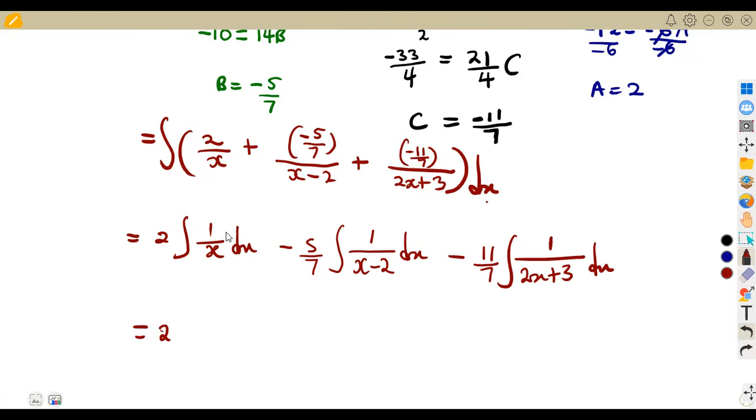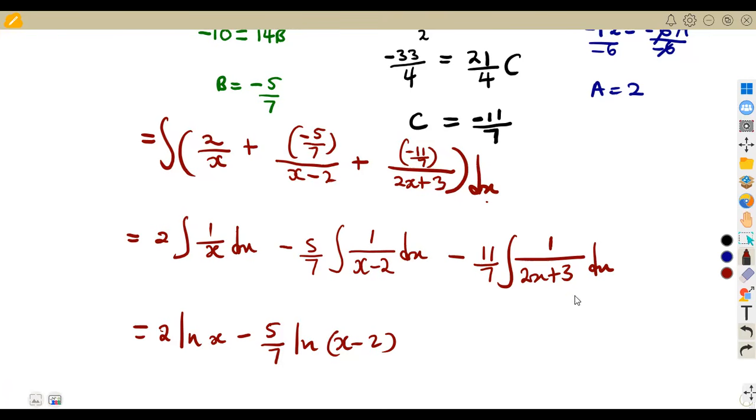So remember the integral of 1 over x is ln. So this will be 2 ln of x, minus 5 over 7. We integrate 1 over x minus 2, so it's going to be ln again, ln of x minus 2, because it's linear. You're supposed to find the derivative of this, from our ax plus b. But here the derivative is 1, so it does not affect anything. So just leave it like that, ln of x minus 2.